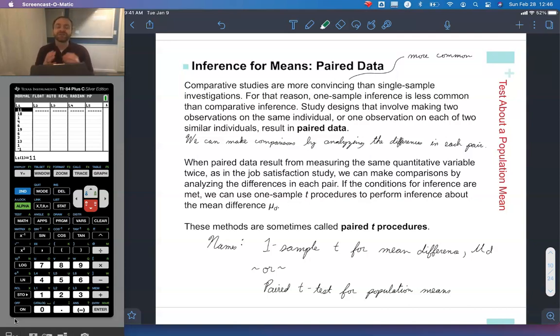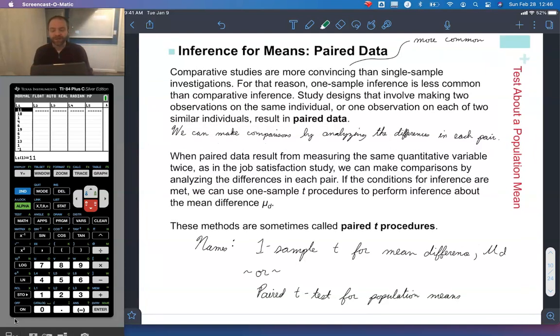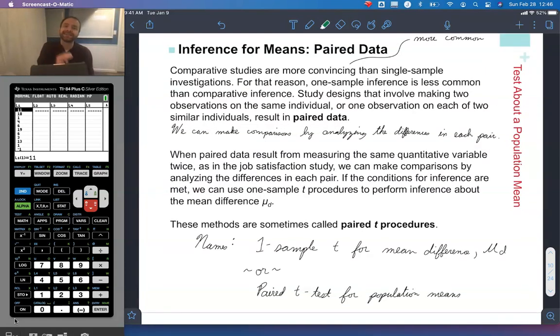Study designs that involve making two observations on the same individual or one observation on two similar individuals. Kind of sounds like matched pairs, doesn't it? That is paired data. So we can make comparisons by analyzing the difference in each pair. And that's what that last sentence is trying to tell us about the study designs. That's kind of talking about matched pairs. We can make a comparison by analyzing the differences. And so paired data result from measuring the same quantitative variable twice, again, before, after, old, new. And we had that with the job satisfaction study that we did before. These comparisons allow us to analyze these differences for each pair.